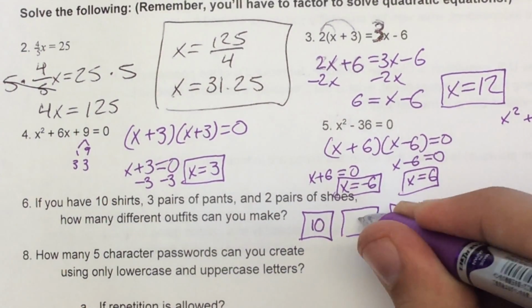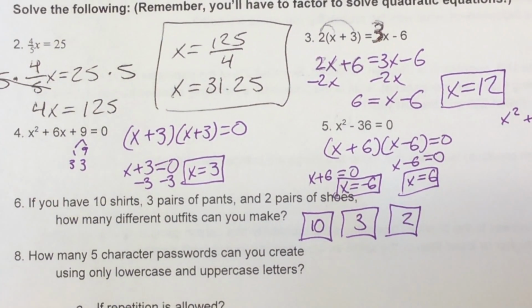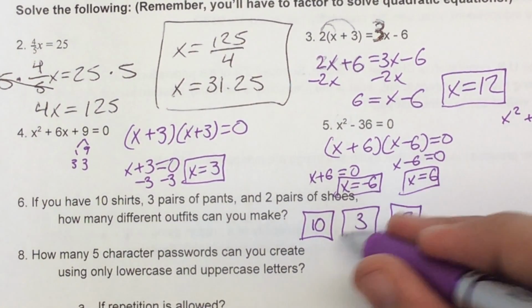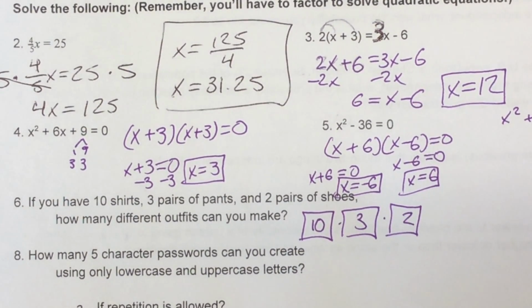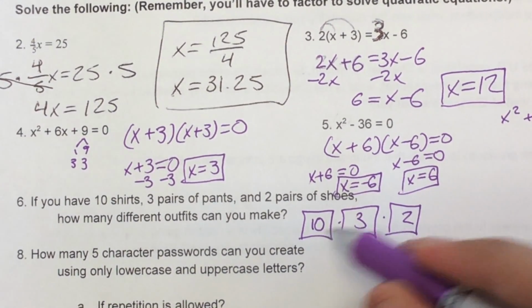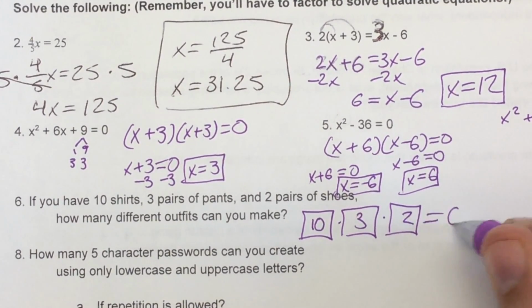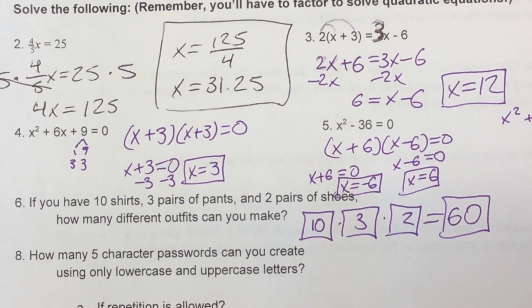And we have 10 options here, 3 options here, 2 options here. If I want every single possibility, we can multiply these. That's 30 times 2 is 60. We have 60 options.